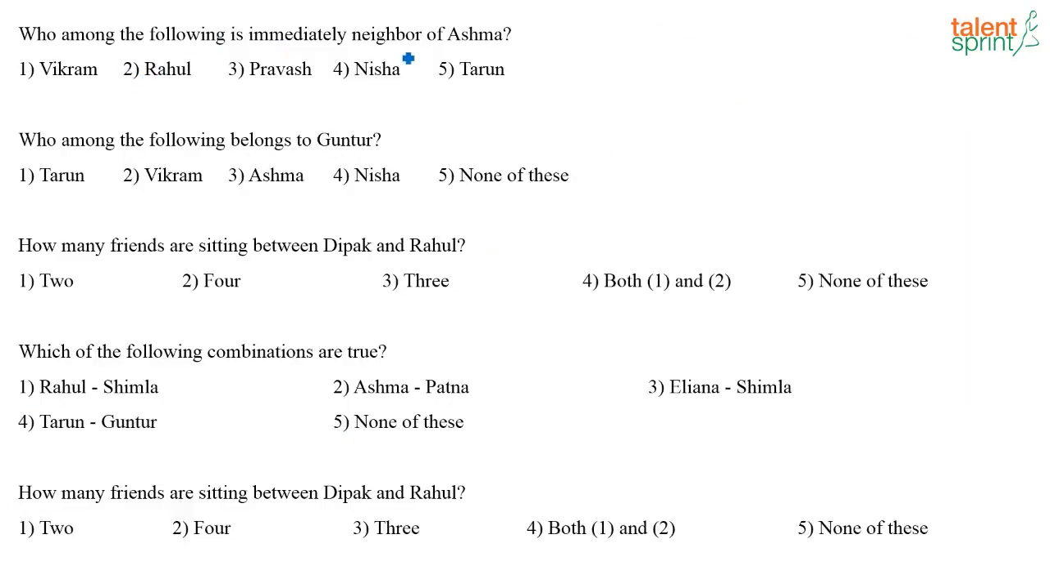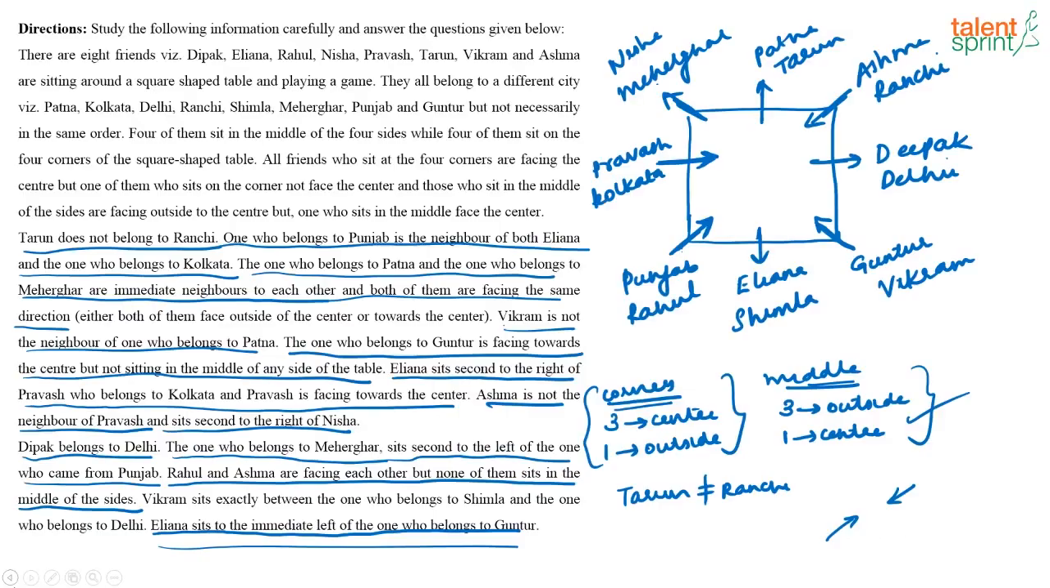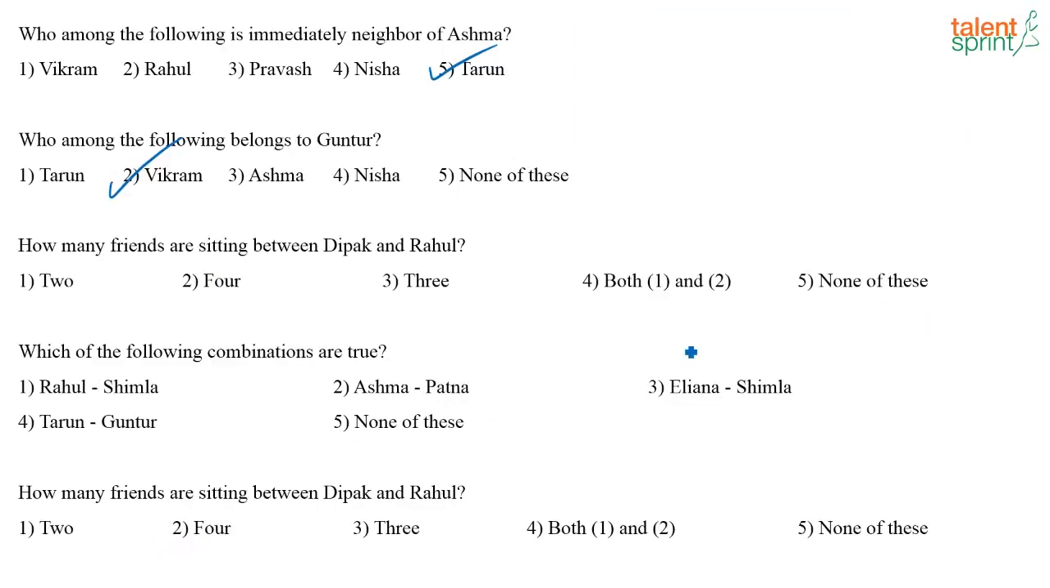Who among the following is the immediate neighbor of Asma? Tarun is the immediate neighbor of Asma. Who among the following belongs to Guntur? Vikram belongs to Guntur. How many friends are sitting between Deepak and Rahul? Where is Deepak? Deepak is here, Rahul is here. So if you see from this side, there are two people between Deepak and Rahul. But if you see from this side, there are four people, right? So what should your answer be?